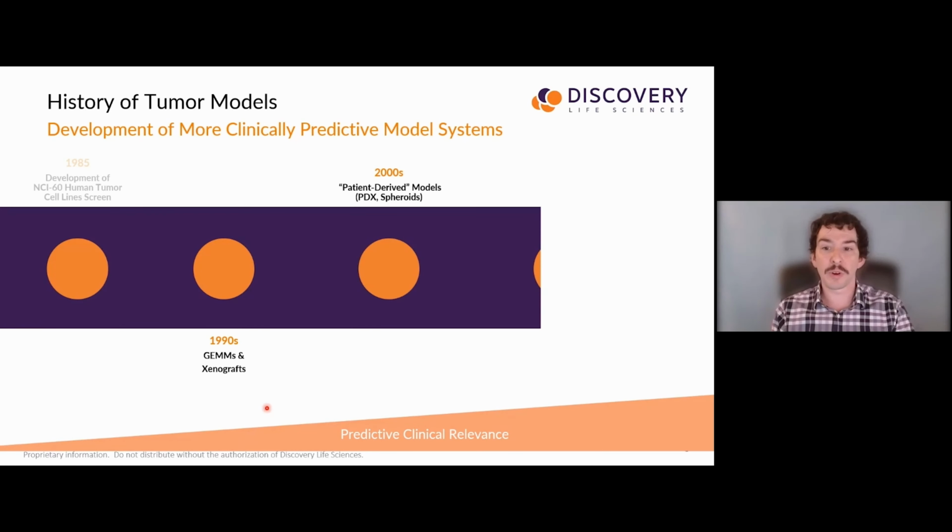So we move forward again to the 2000s, and that ushered in patient-derived xenografts, or PDX models, as well as spheroid cultures. And these were actually generated from primary patient tissue instead of those cell lines. But even with those advanced mouse models and these basic 3D cell culture models like spheroids, researchers still faced predictive limitations.